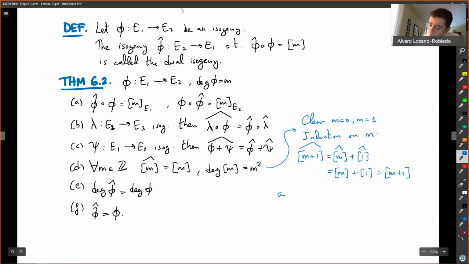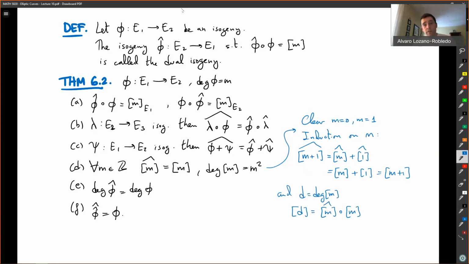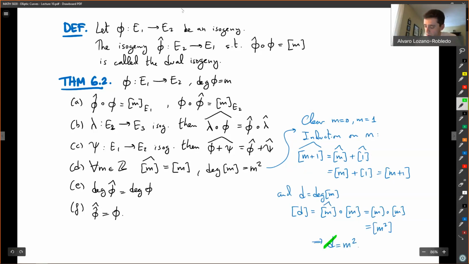And for the degree, if d is the degree of multiplication by m, then multiplication by d will be, because of the property of the dual composed with m is multiplication by the degree of m, but the dual of m is itself. So this is m composed with m, which is multiplication by m squared. And therefore, the degree of multiplication by m is m squared. And this is quite important. I'm not going to prove the other properties. They're not difficult to show.